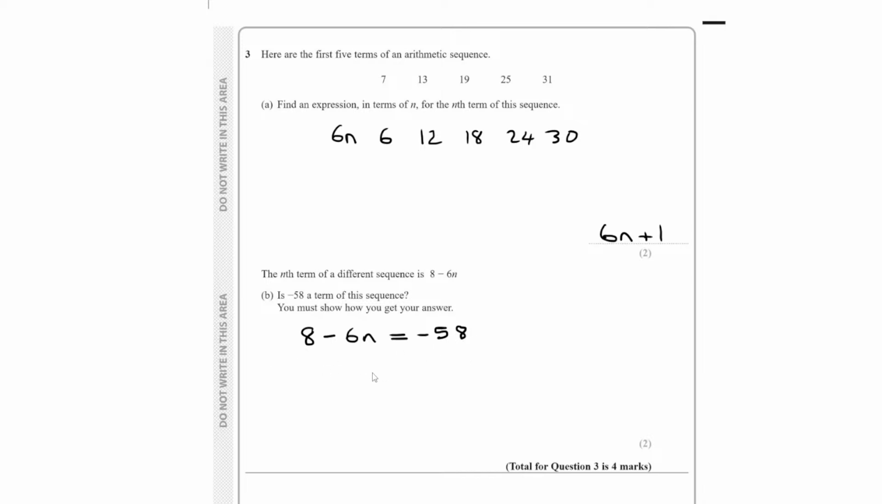So I would probably add 6n just to make it positive over here, add the 58. I think that gives you 66. Divide by 6. n is 11. Now, obviously, if you get a whole number, then you can say yes. If you got a decimal, for example, then you would say no, because n has to be a whole number, doesn't it? So is it part of the sequence? Yes. Because it's a whole number.